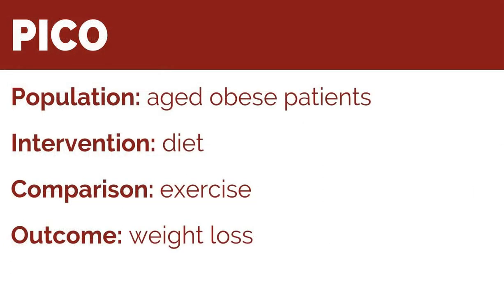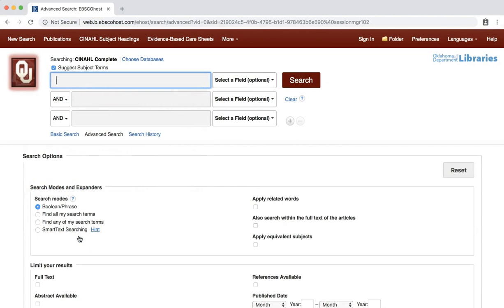Using the PICO format, we'll choose the following subject terms to structure our search: population, aged obese patients, intervention, diet, comparison, exercise, and outcome, weight loss. Before we begin searching, we need to uncheck the box next to suggest subject terms. This will allow us to search CINAHL using keywords instead of subject terms.